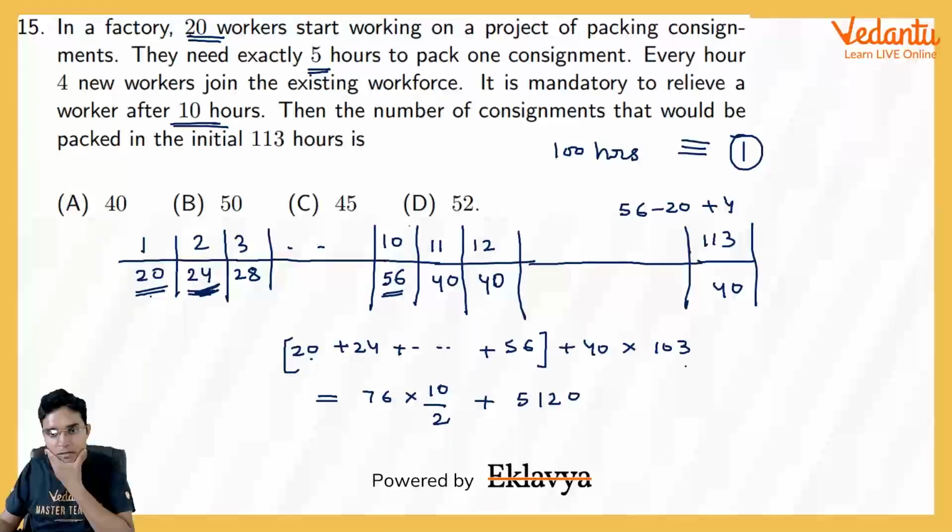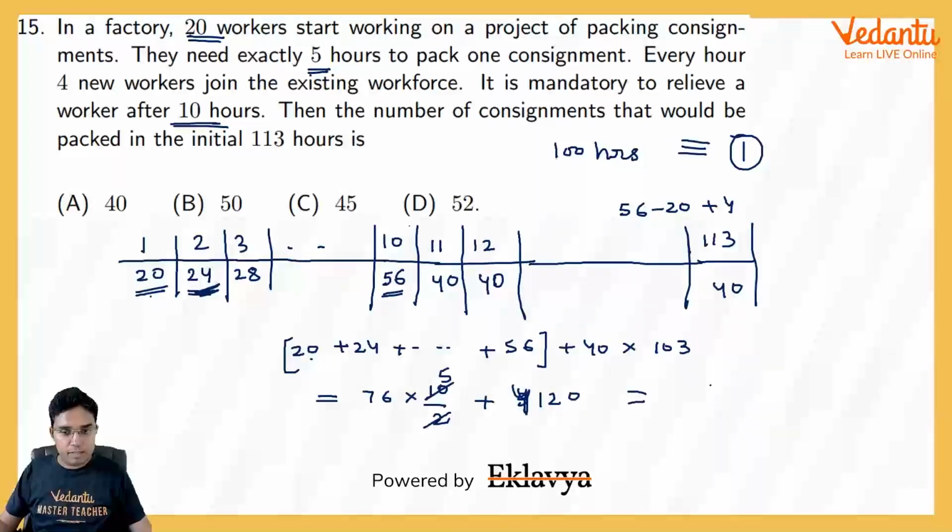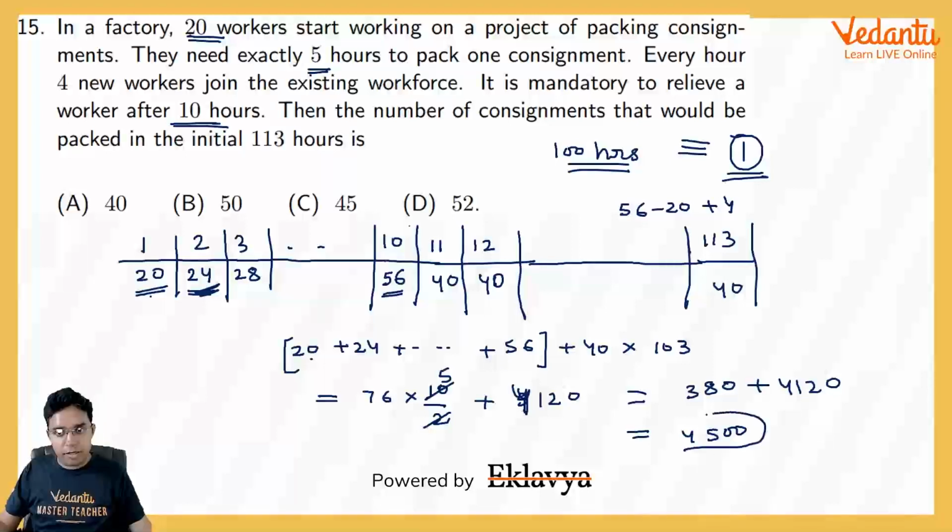4 3s are 12. Yeah, 4120, and here this is 5 times, and 5 into 76 will be 380 plus 4120, so this becomes 4500. And because 100 work hours is equal to 1 consignment, so this 4500 hour will be actually equal to 45 consignments. So number of consignments that would be packed in initial 113 hours is C. C is the answer. Okay.